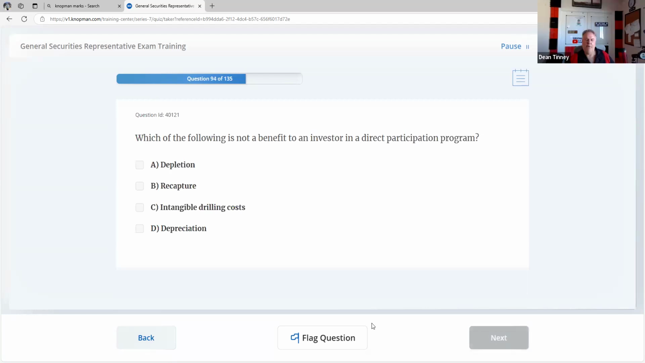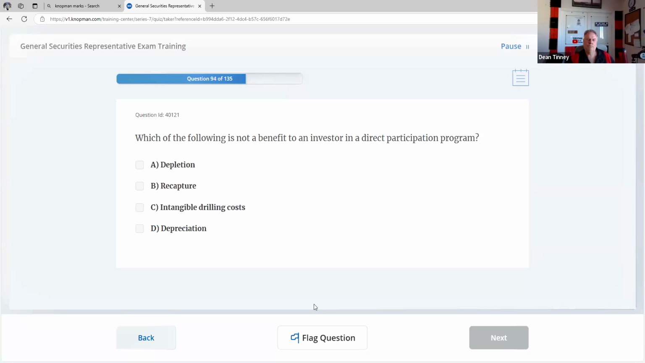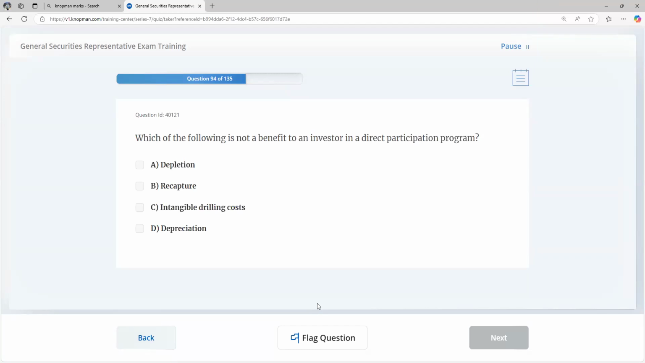Which of these is not a benefit to an investor in a direct participation program? Well, intangible drilling costs could be. That's correct. Depreciation. I don't know if that would be. Recapture could be.